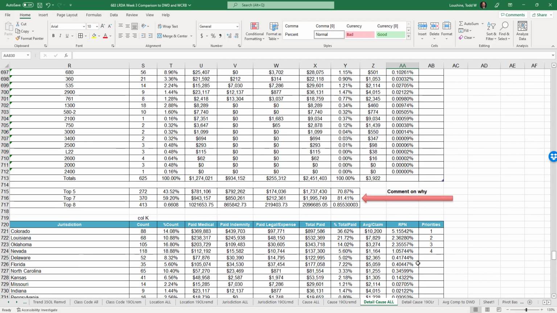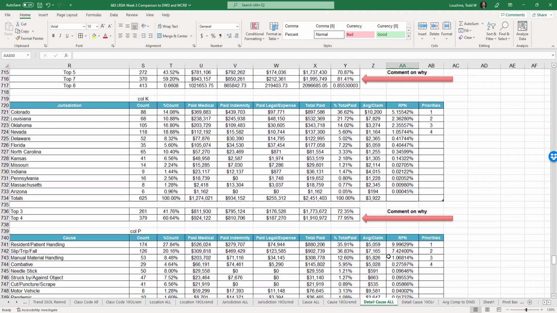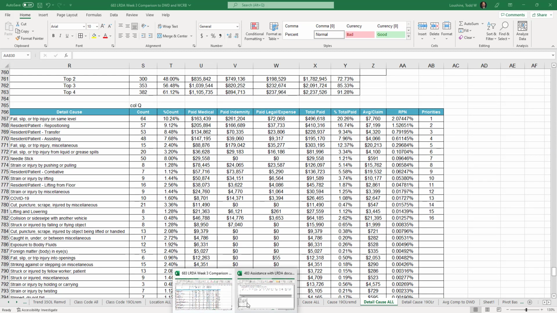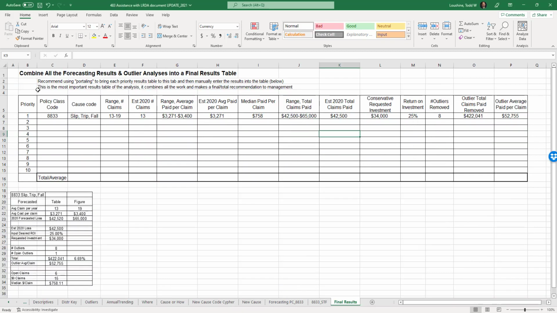And then really start putting together what your plan is for this report. Ultimately, we're going to get to that point. We're going to find out what we're recommending. We may have two of these tables. One will be policy class, one will be class code cause, one will be jurisdiction cause. And we'll see if there's some intersection between them.